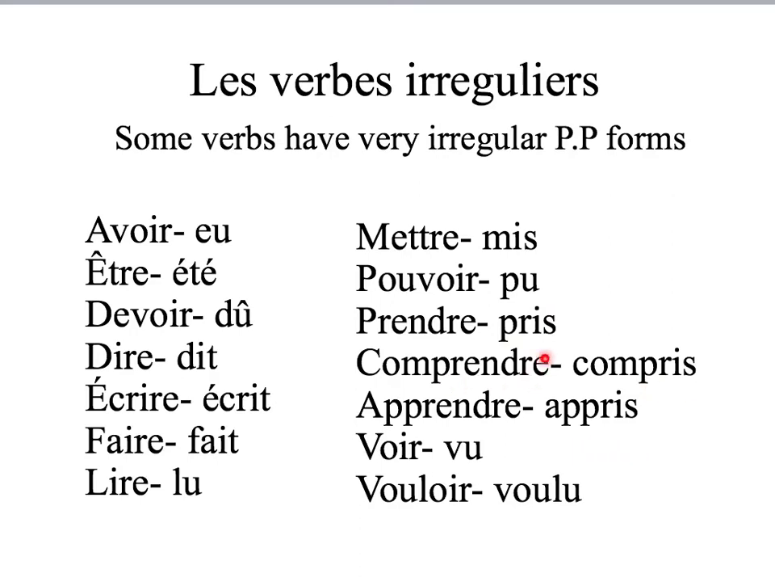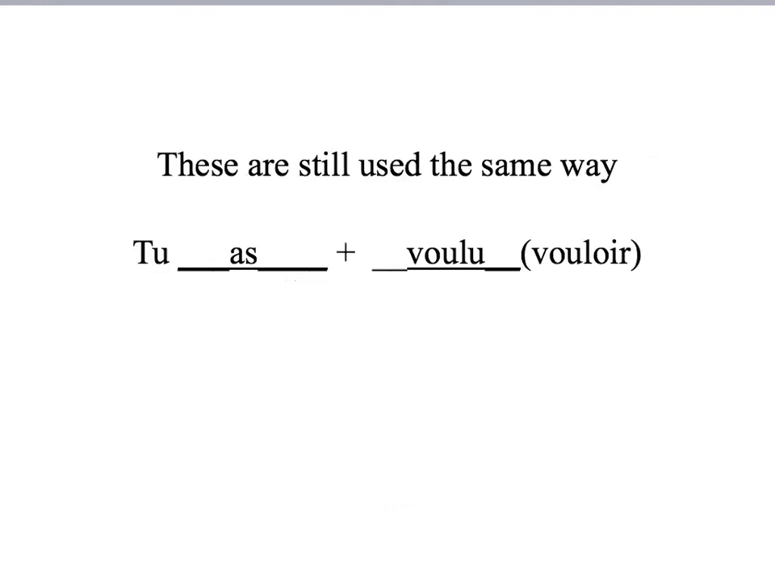Notice that even though prendre is the suffix in this case, the ending changes the same way as well. Voir, vu, and vouloir, voulu. Even though they're different, they're still used in the same way.